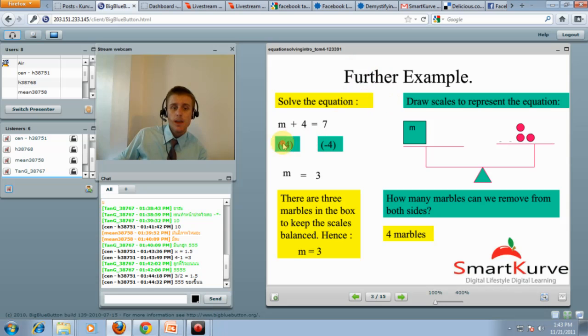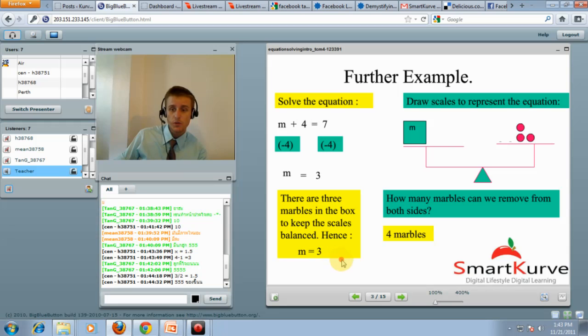Solve the equation. M plus 4 equals 7. Draw scales to represent the equation. So on one scale you have m, on the other side you have 3, because you are subtracting 4 from each side to have m by itself. There are 3 marbles in the box to keep the scales balanced.